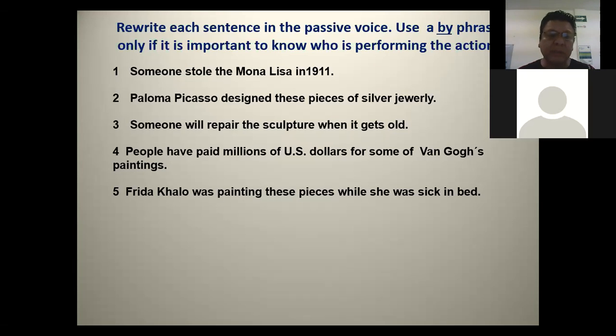Someone stole the Mona Lisa in 1911. Paloma Picasso designed these pieces of silver jewelry. Someone will repair the sculpture when it gets old. People have paid millions of dollars for some of Van Gogh's paintings, and Frida Kahlo was painting these pieces while she was sick in bed. Look, and we are going to rewrite these sentences.